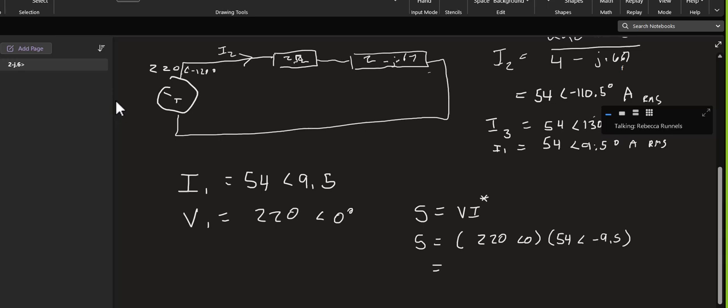which is 11.88 angle negative 9.5 kilo somethings, kilowatts. Yes, volt amperes. That's how you measure complex power.